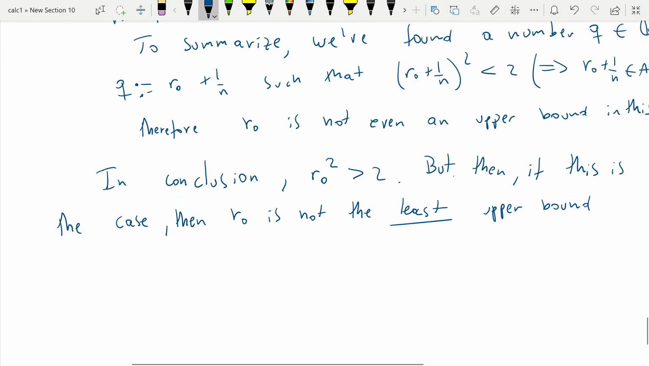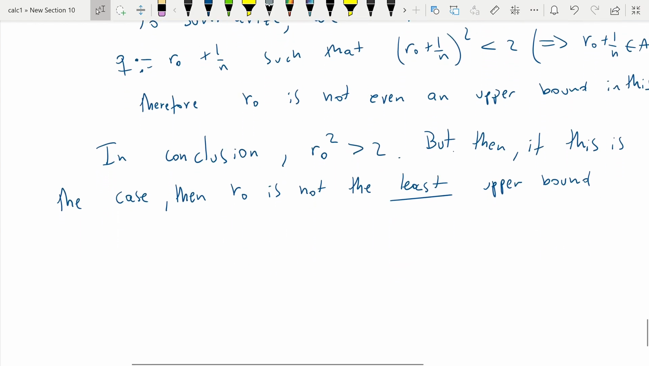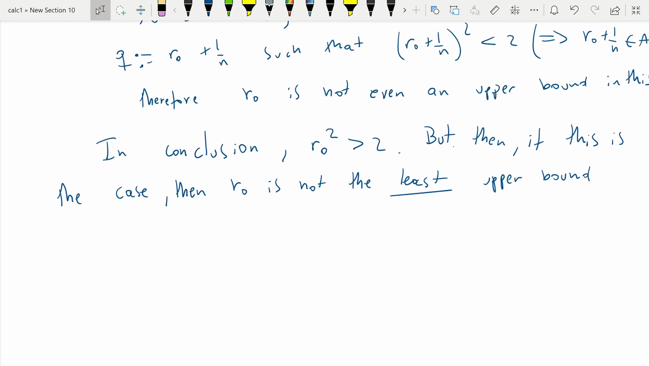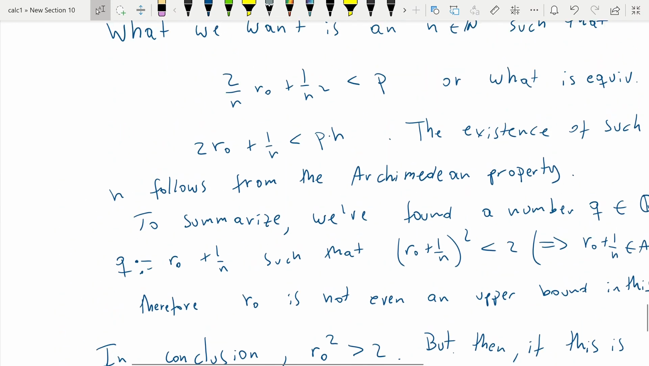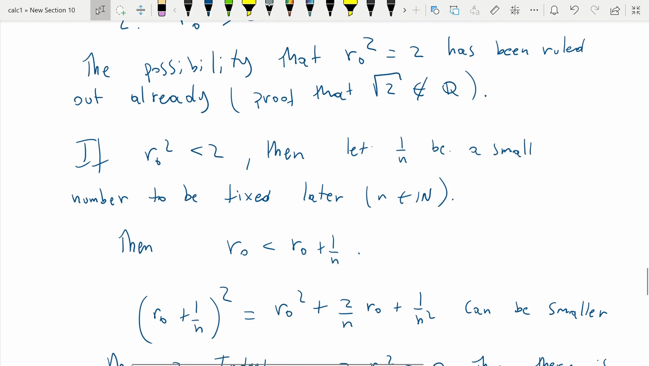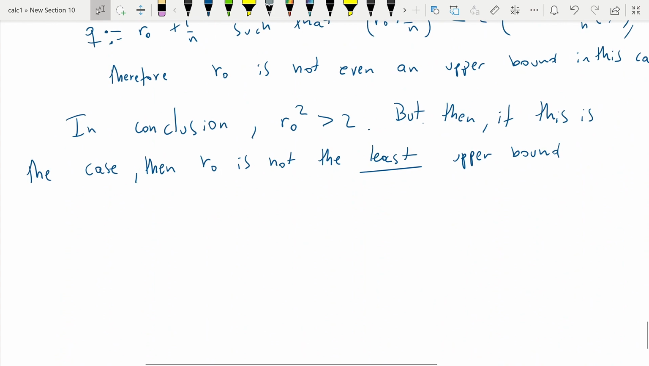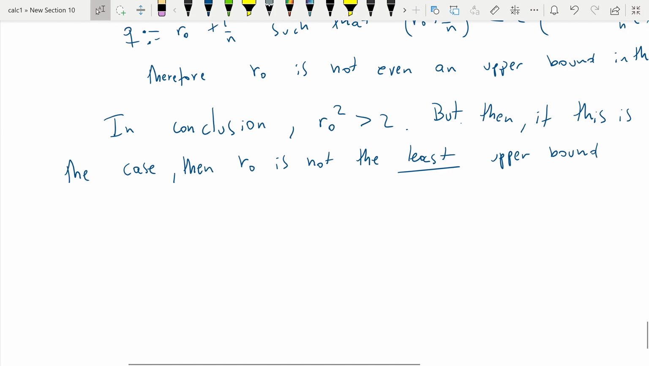Remember that what we've shown is that if we have an upper bound, say a number p that is an upper bound for R naught, then p squared must be greater than 2. Otherwise, we can proceed as in the ruling out of the first possibility and show that it's not, in fact, an upper bound. So any upper bound p must satisfy that p squared is greater than 2.